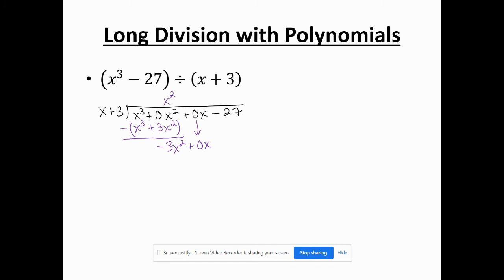Okay. So now I ask myself, what times x will give me negative 3x squared? Well, a negative 3x. So negative 3x times x is a negative 3x squared. Negative 3x times positive 3 is a negative 9x. All right, I'm going to subtract the quantity. So the 3x squareds are going to cancel, and I get 0 minus a negative 9x, so that's plus 9x. And then I'm going to bring down the 27.